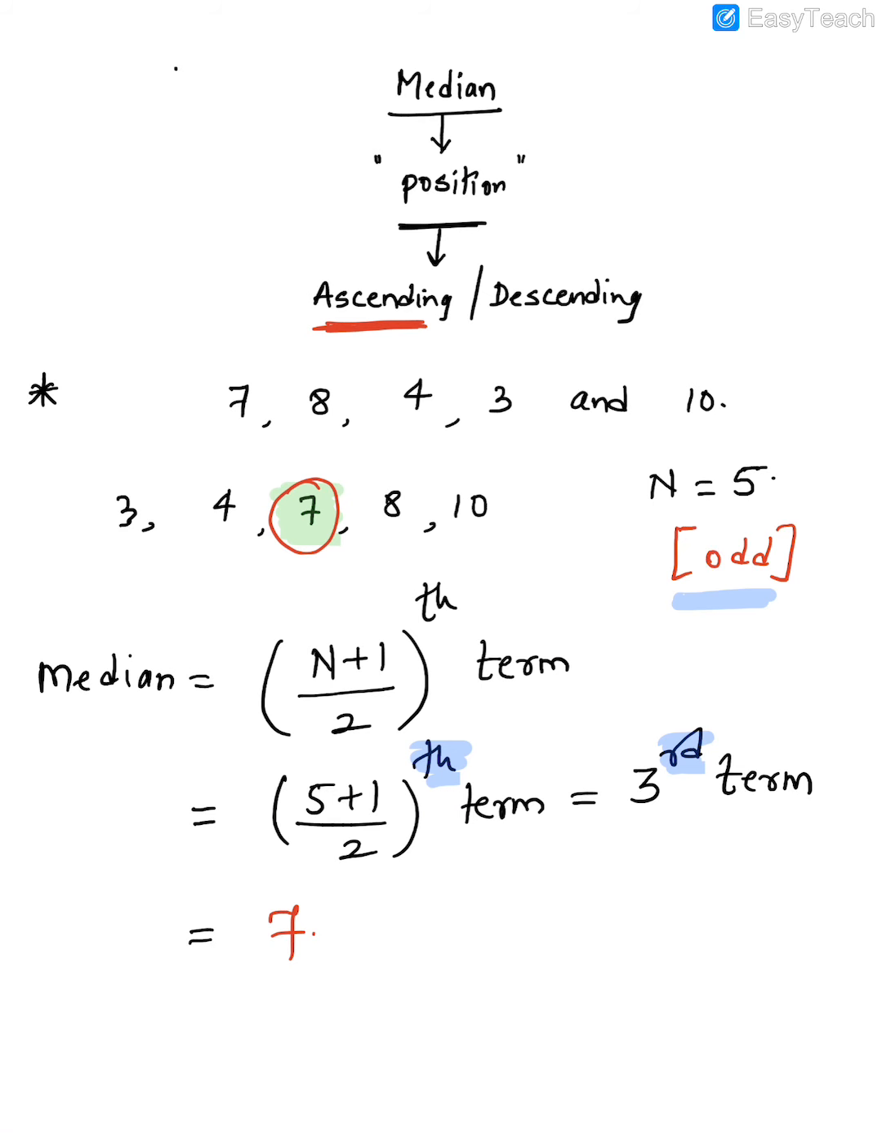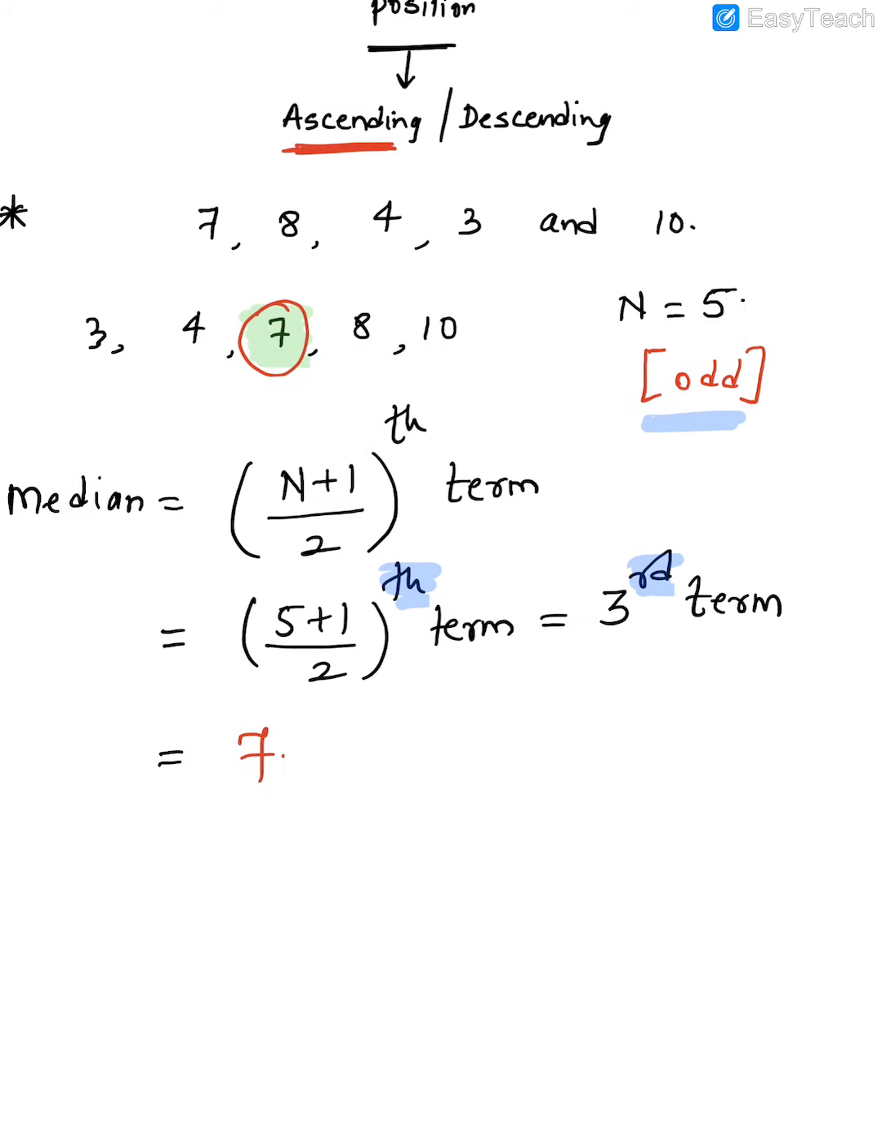Now the next question is, how will you find the median when the number of observations is even? So now we'll do it when the number of observations is even. I'll tell you the data first. Say you're given that the observations are 7, 12, 15, 6, 20, 8, 4 and 10.